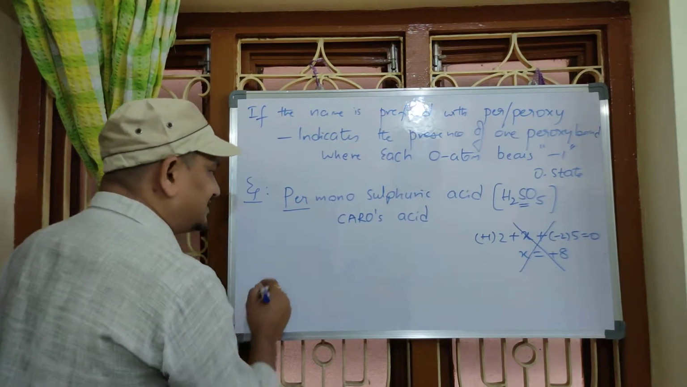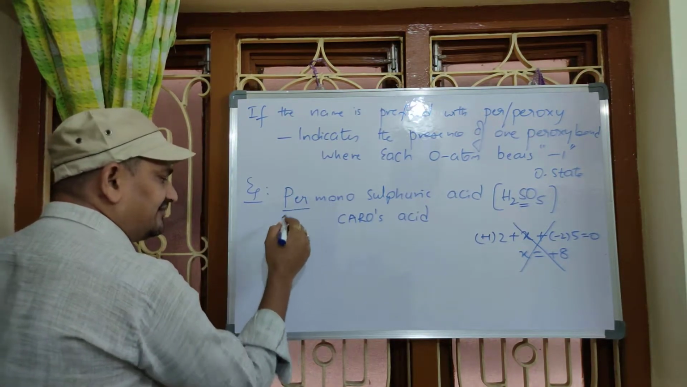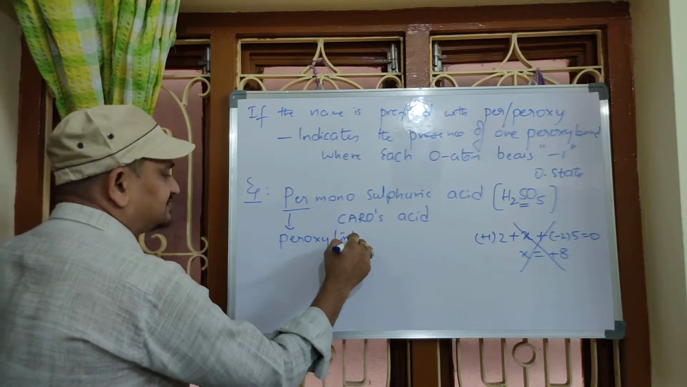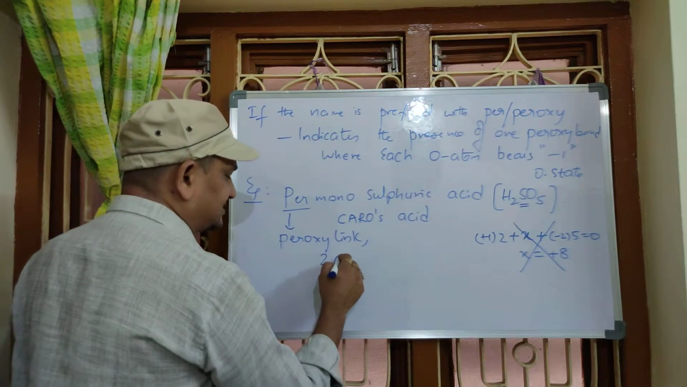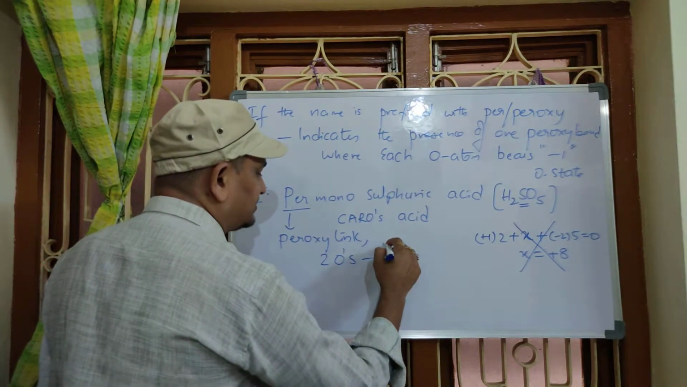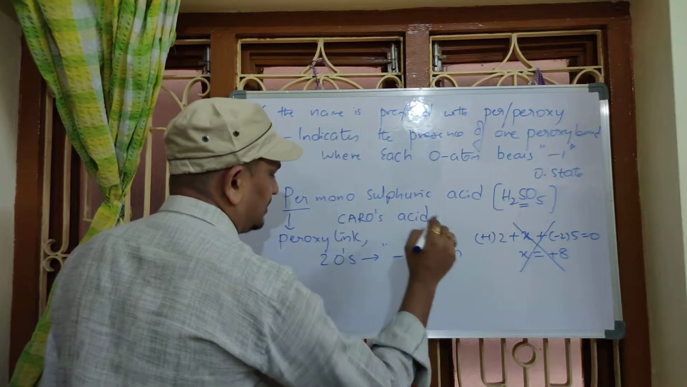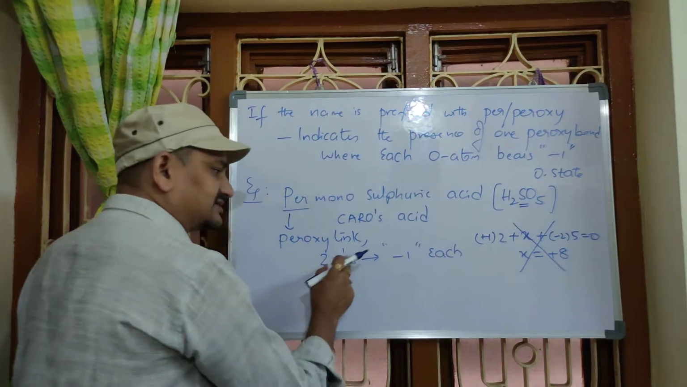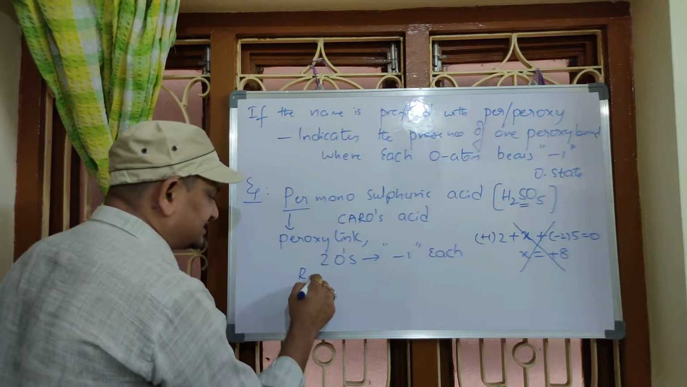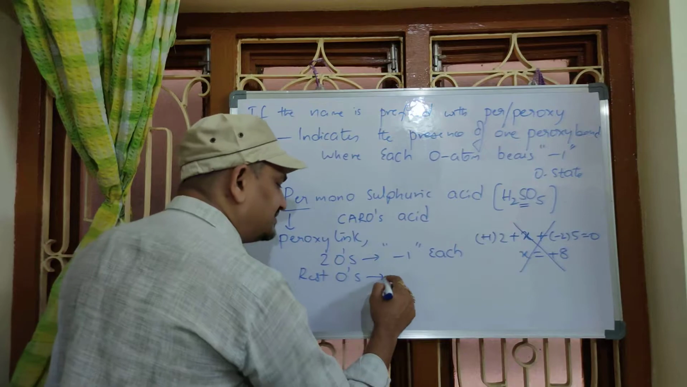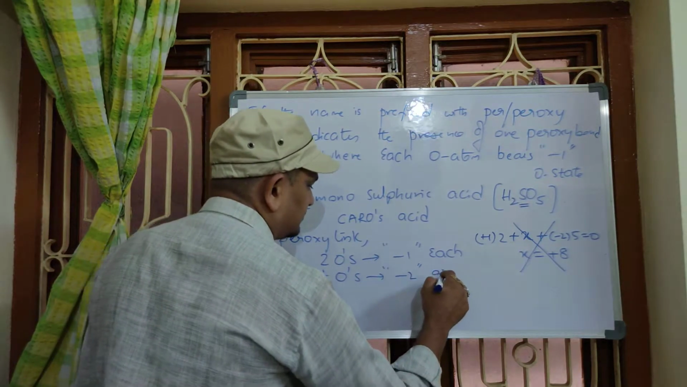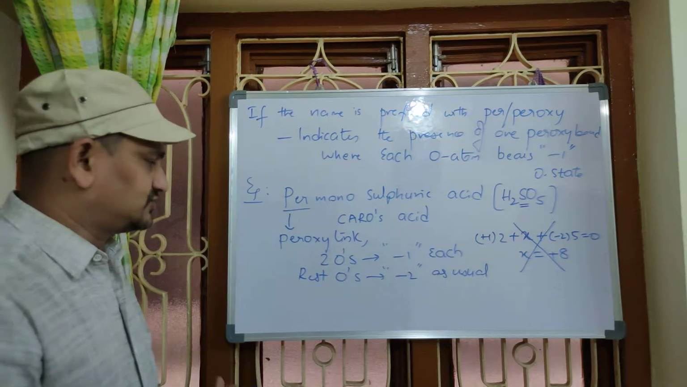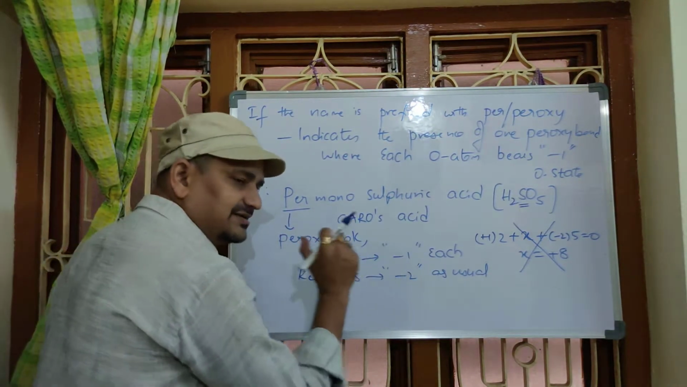Now, what's the right method? As the prefix per is there, it indicates a peroxy link. So 2 oxygens bear -1 each. Out of 5 oxygens, 2 oxygens will bear -1. The rest of the oxygens bear -2 as usual. Only the two peroxy oxygens bear -1.